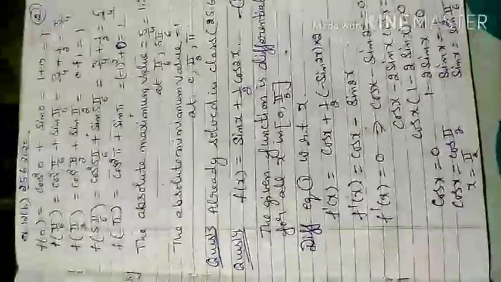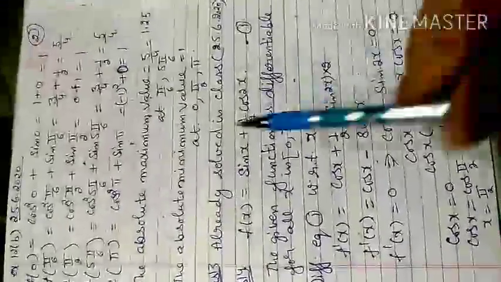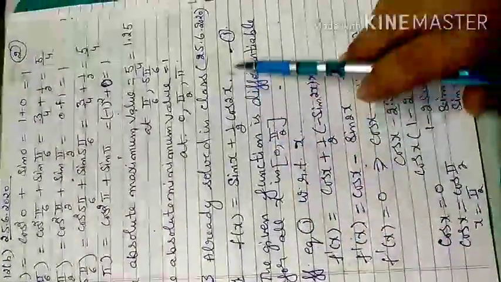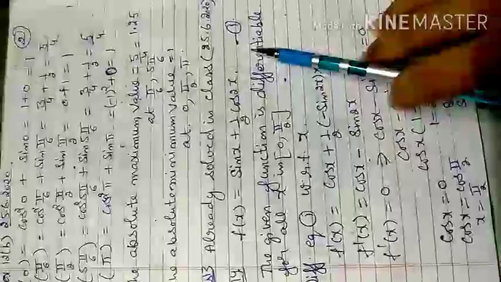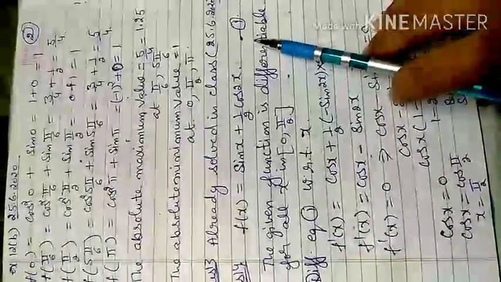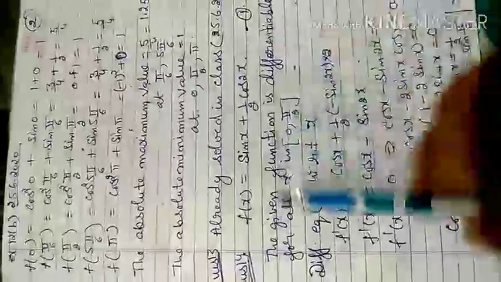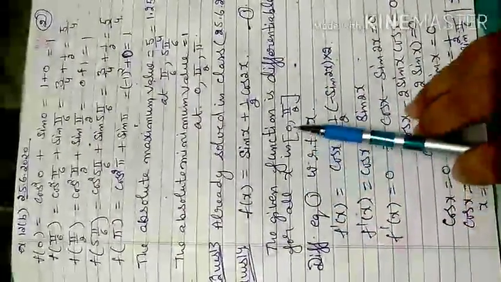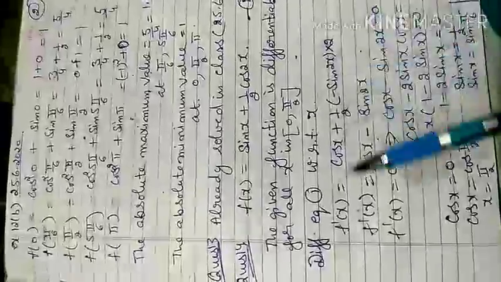In the 14th question, you have to find the maximum and minimum value of f(x). f(x) is given as sin x plus half cos 2x. Similarly, you have been given the interval in your question, 0 to pi by 2. The x value lies between 0 and pi by 2, and 0 and pi by 2 are also included. So the given function is differentiable for all x in 0 to pi by 2.